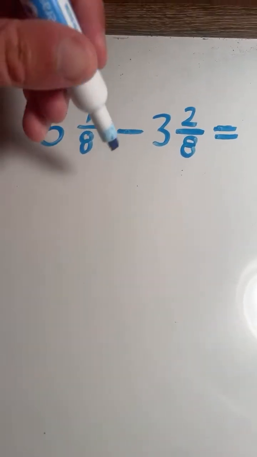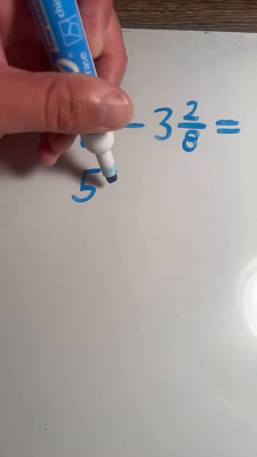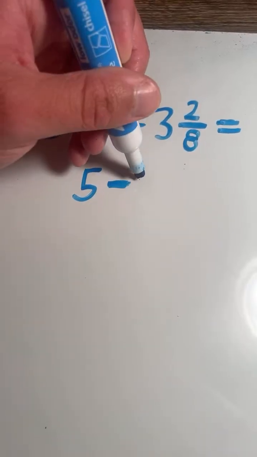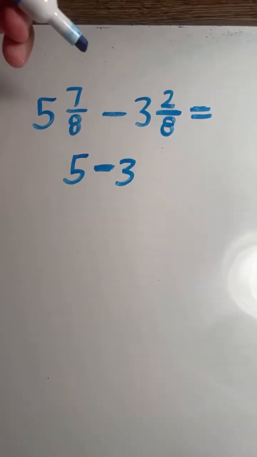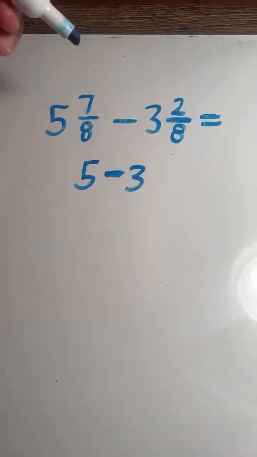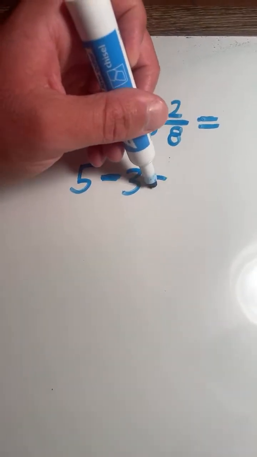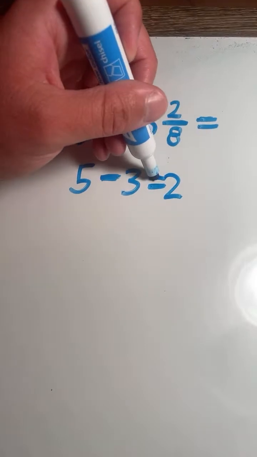So step one, we subtract our whole numbers. So we're going to subtract 5 minus 3. 5 minus 3 equals 2. So 2 is our whole number.